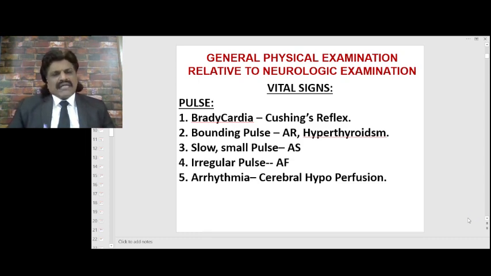Pulse. If a person has got bradycardia, we think of Cushing's reflex, whereas if a person has got bounding pulse, we think of aortic regurgitation and hyperthyroidism. If a person has got a slow, small pulse, we think of aortic stenosis. If a person has got an irregular pulse, we think of atrial fibrillation. This is going to be a very important clinical finding because atrial fibrillation is one of the important and common causes for embolic strokes. Arrhythmias, either brady or tachyarrhythmias, can cause cerebral hypoperfusion.